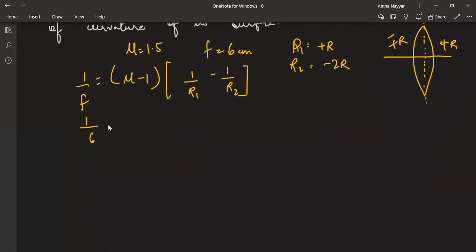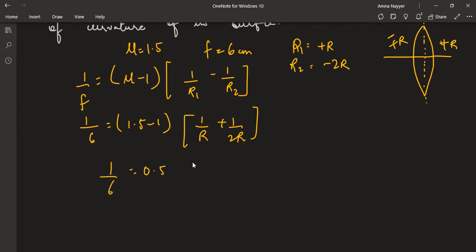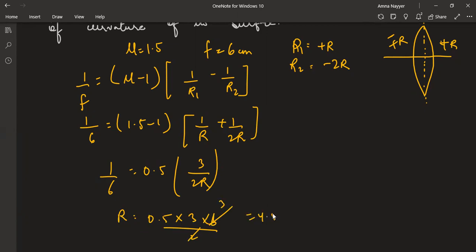So 1 by 6 will be 1.5 minus 1, into 1 by R minus 1 by minus 2R, no? So plus 1 by 2R. 1 by 6 is equal to 0.5, this will be 3 by 2R, right? So radius of curvature will be 0.5 into 3 into 6 divided by 2. So this is 4.5 centimeter. So R1 will be 4.5 centimeter, R2 will be 9 centimeter.